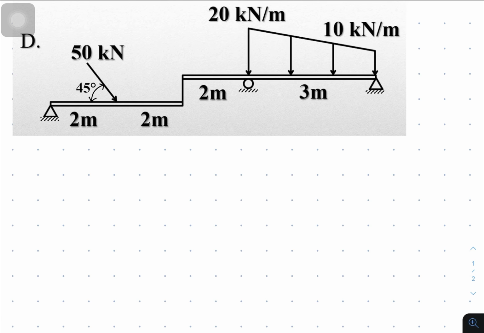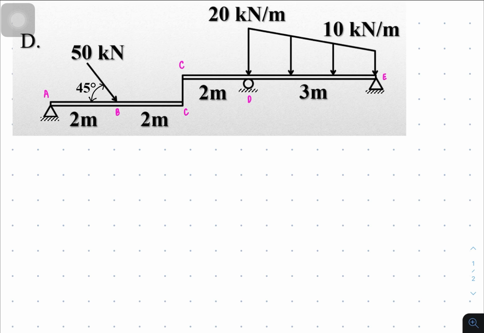Anyway, let's proceed with assigning letters from left to right in every change of loading. I hope you're already familiar with how to write letters. So this is point A, this is point B, and of course this is point C. Somehow this is also another point C because they are sharing the same point. And then this is point D, and this is point E.